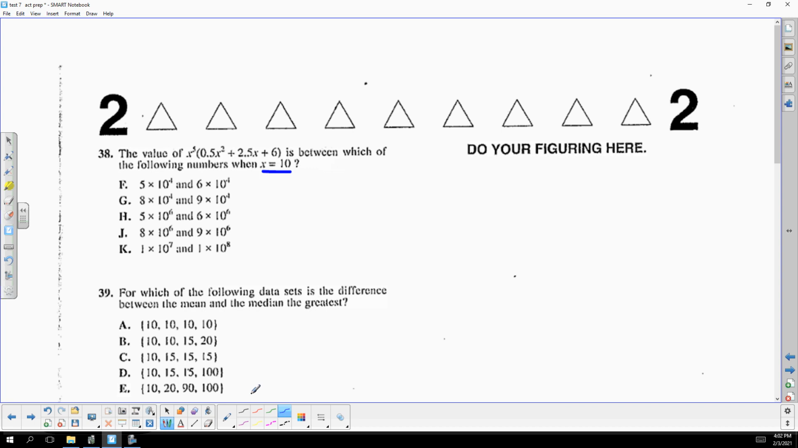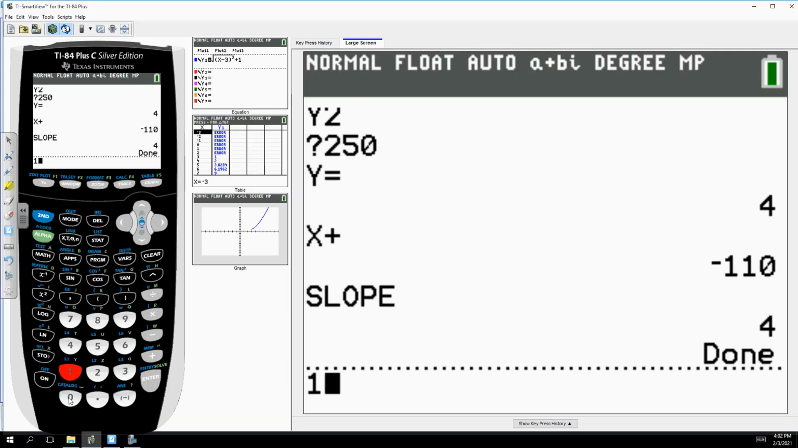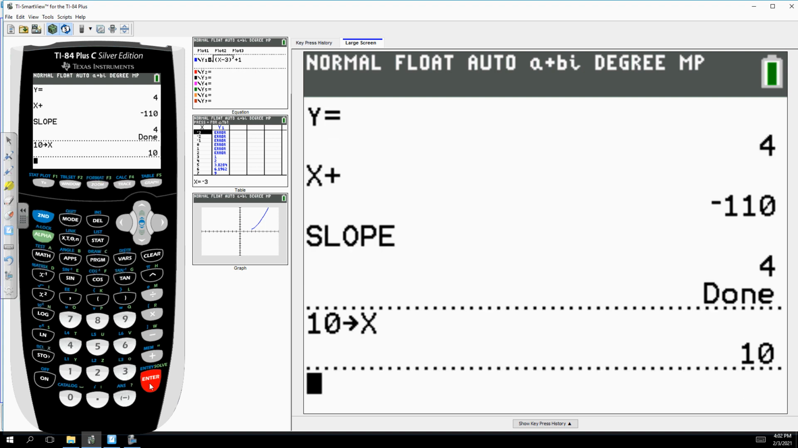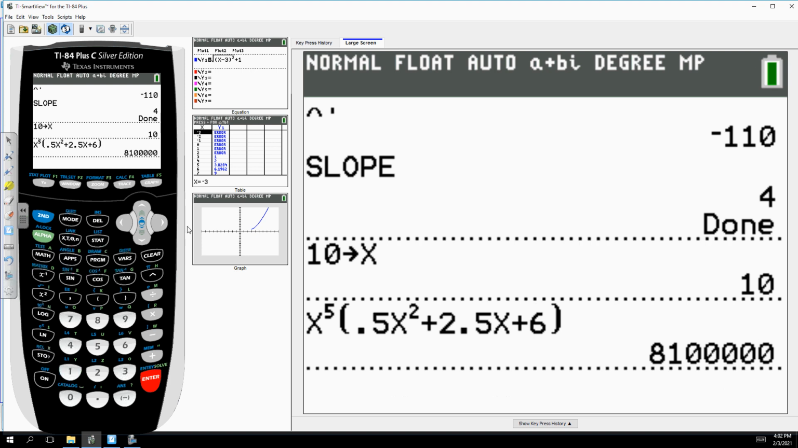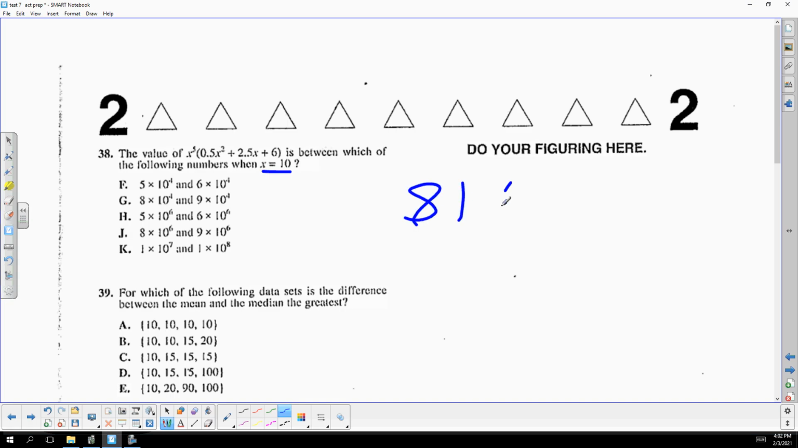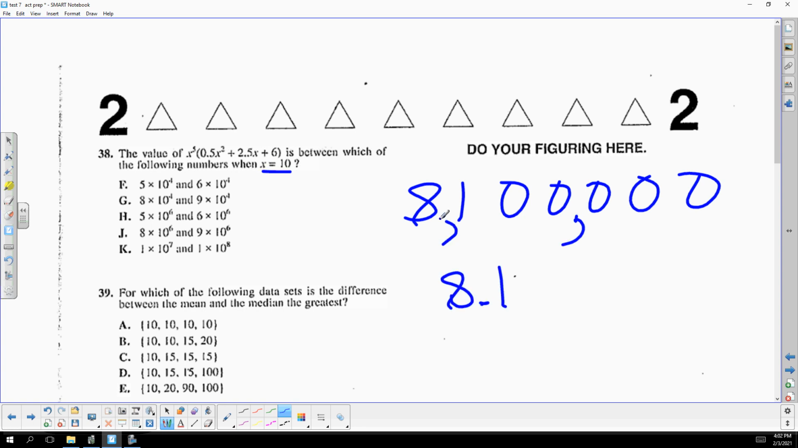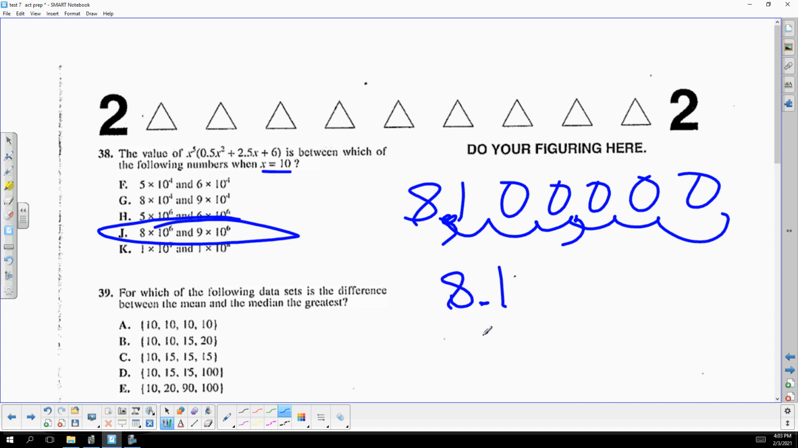Stow. X is 10. So let's use 10 stow X and put that bad dog into the calculator. Is it X caret 5? Open 0.5x squared. I would die doing this. Plus 2.5x plus 6. And, that's all, folks. It's 81050. So 8, 1, 1, 2, 3, 4, 5. So what's that? 8.1. 1, 2, 3, 4, 5, 6 zeros. 10 to the 6th. Choice J.